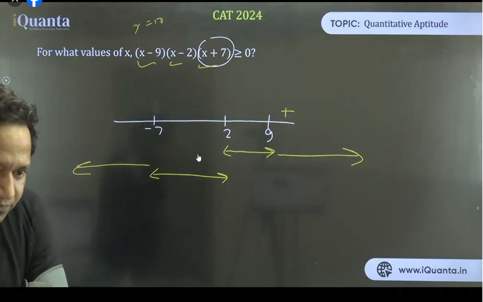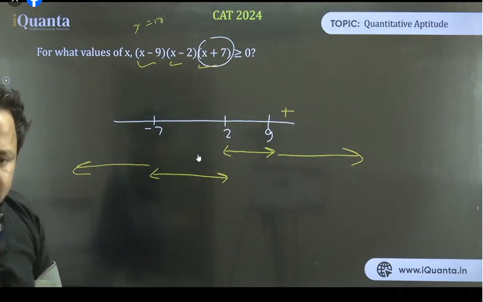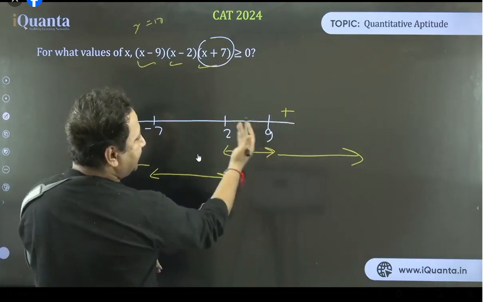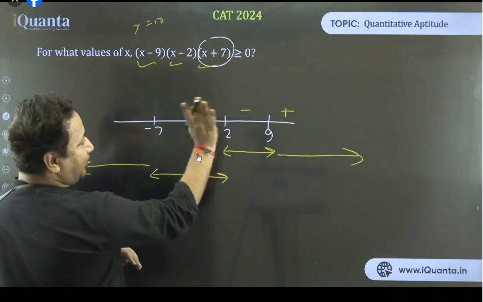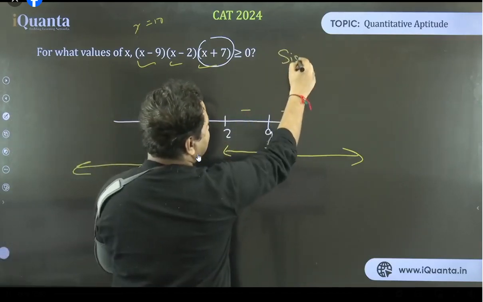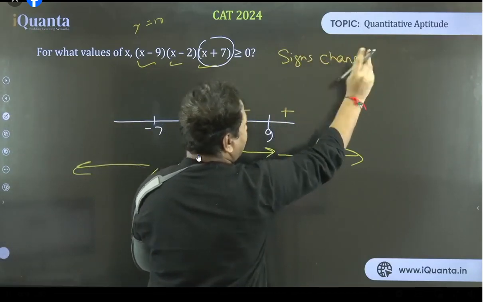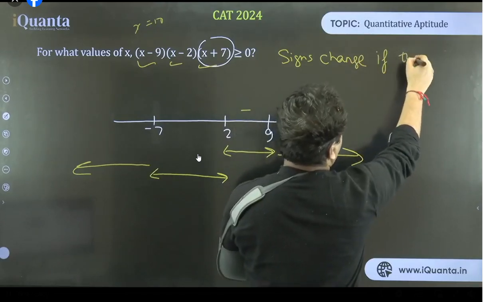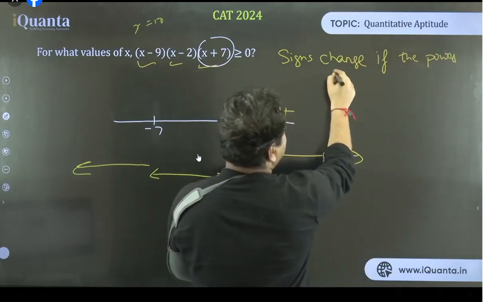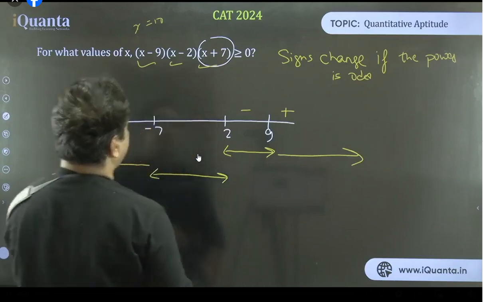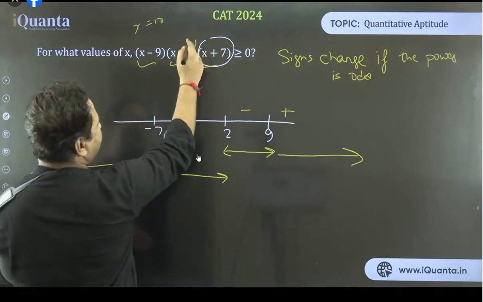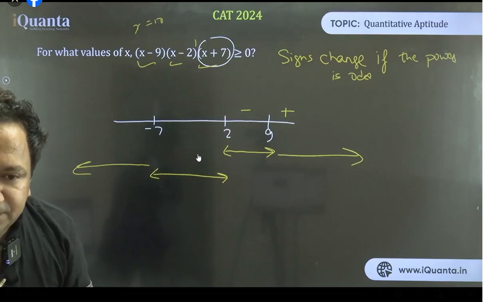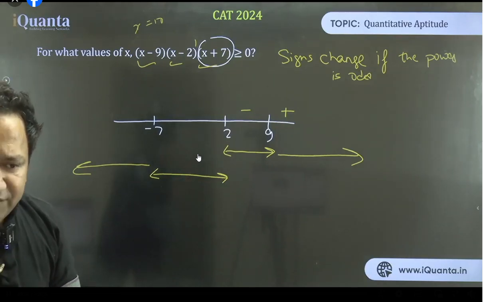ठीक है? The wavy curve is derived from the graph only. After that, alternate domain पे हमेशा sign change होते हैं. This is very important, which I think a lot of you might not be aware of. Sign changes if the power is odd. So from x minus 9, if I'm going to x minus 2, power is 1, that is an odd power, the sign will change. If the power is even, the sign would not change.